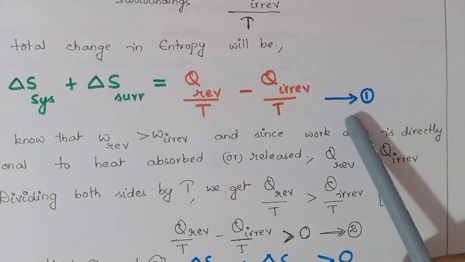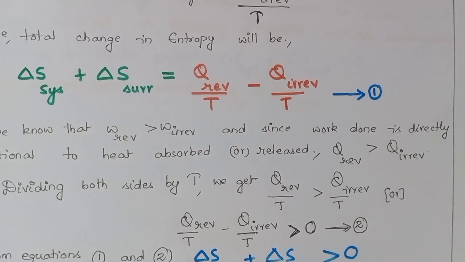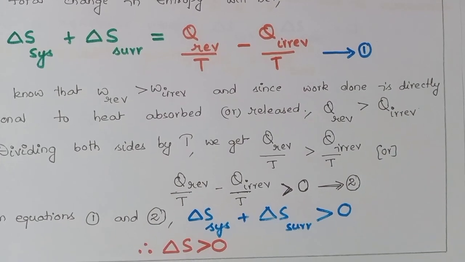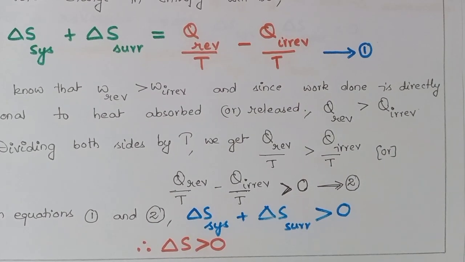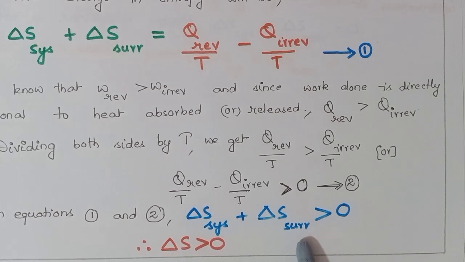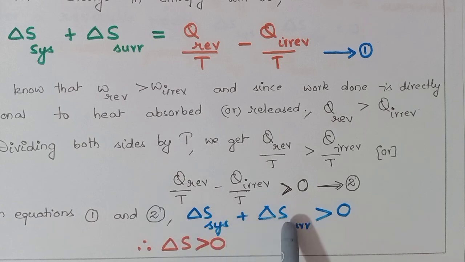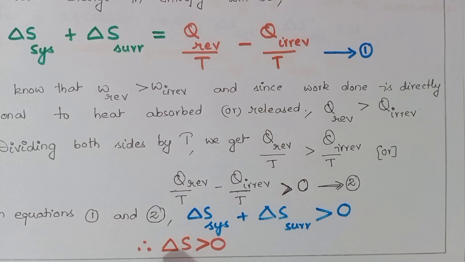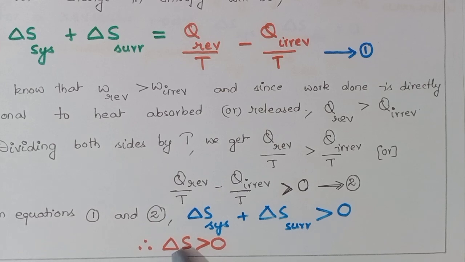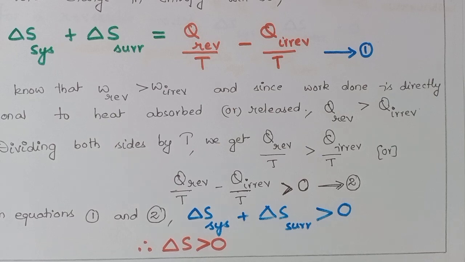So from equations 1 and 2, we get total entropy change, that is delta S system plus delta S surroundings, which is greater than 0. So therefore, finally write down delta S, that is entropy change in an irreversible process, is greater than 0. Put it in a box, students.